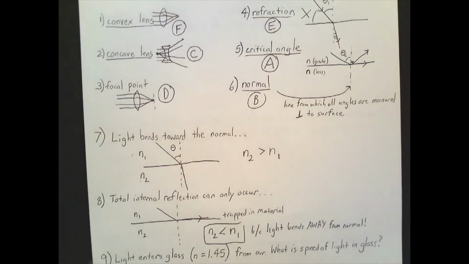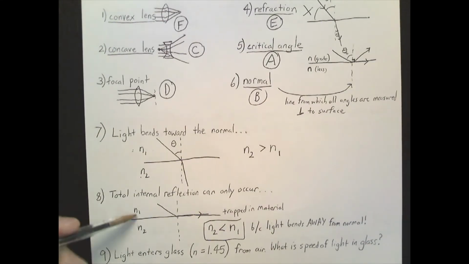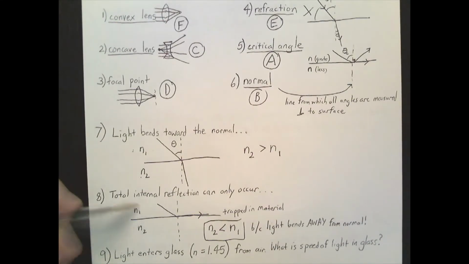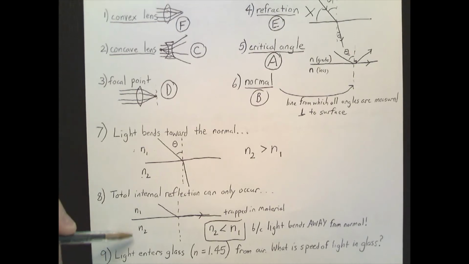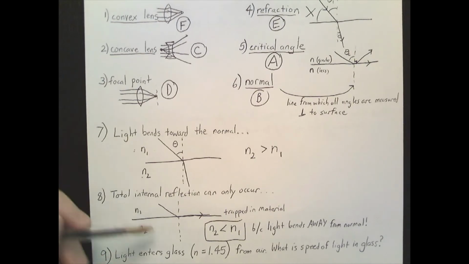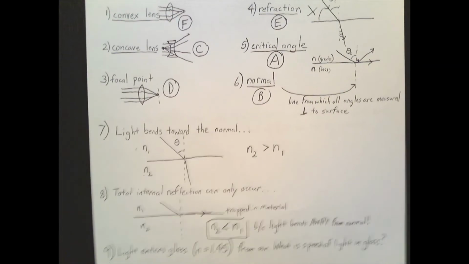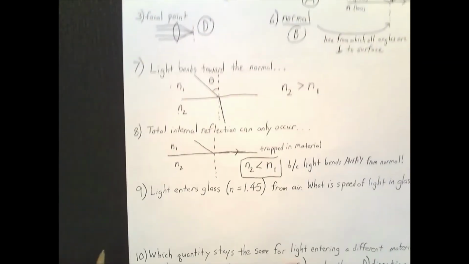So you will only get total internal reflection if you were going from a denser material to a lighter material. So this could happen between glass and air. It could happen between glass and water even. You have to go from a denser material to a less dense material. All right, moving on to problem 9.